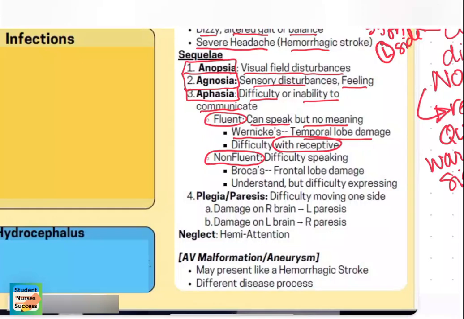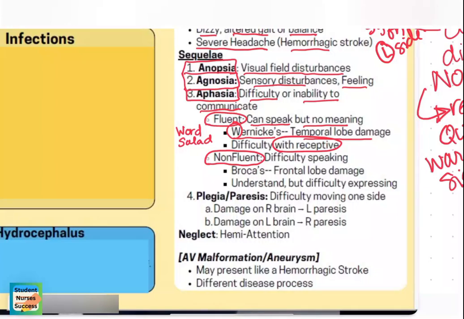They have receptive problems. They seem to be able to speak freely. However, the words aren't making any sense. A lot of times people call this word salad, with the Wernicke and the W. So Wernicke's is fluent, can speak, but it's not making sense, and they don't generally understand what you're saying to them.